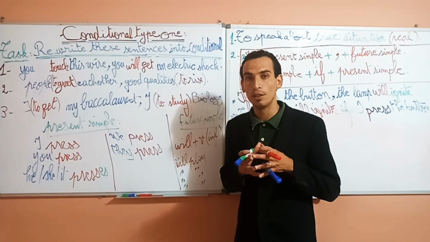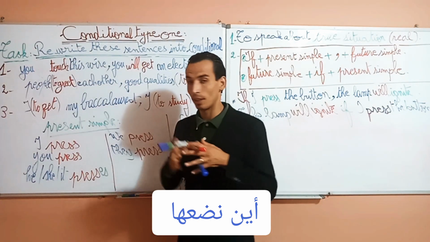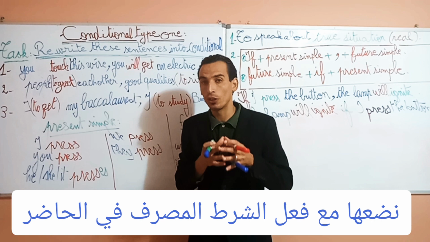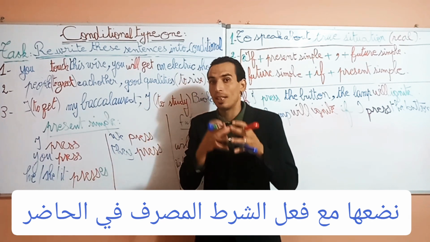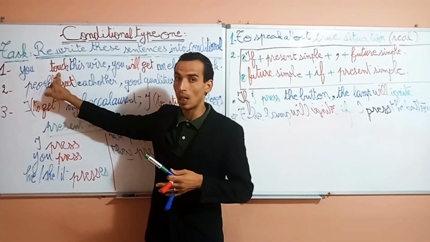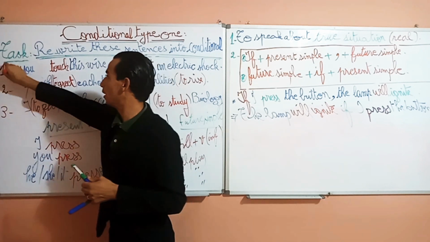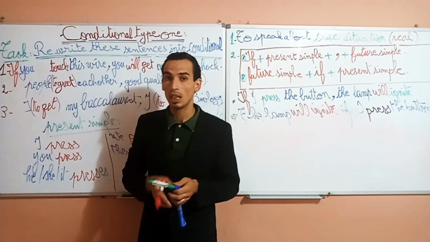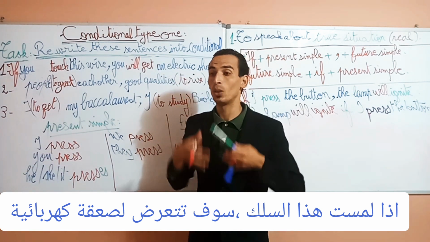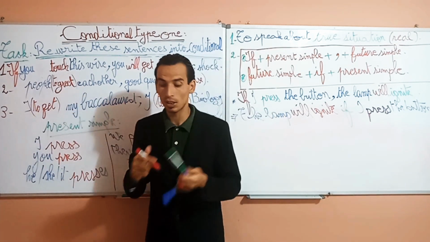What we still have is if. Where do we write it here? We write it with the verb that is the condition and conjugated in the present simple. Where is it here? It's touch. We write if here in the beginning. And we read, if you touch this wire, you will get an electric shock. Sentence number 2.